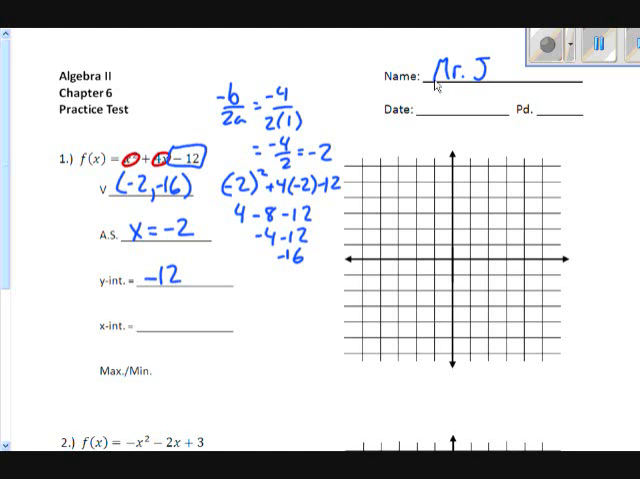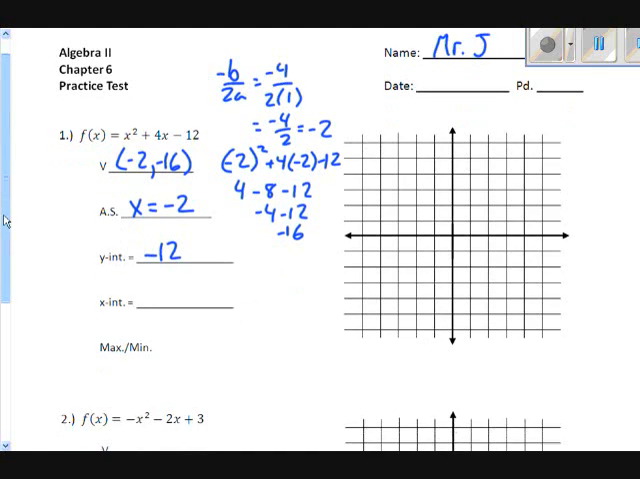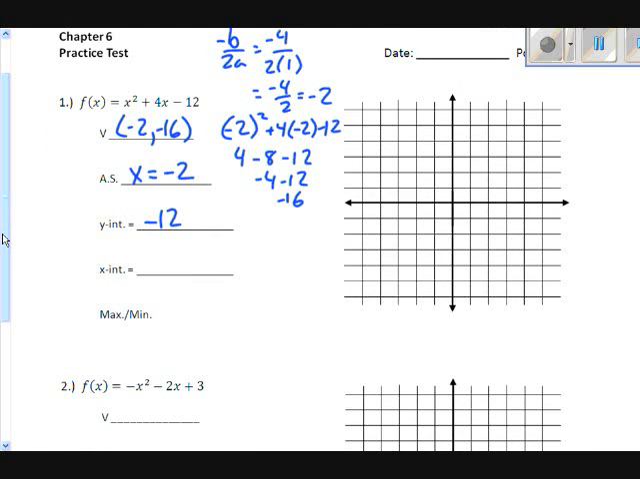The x-intercepts are the reverse of that. Remember, for the y-intercept, you plug a 0 in for x. For the x-intercept, you plug a 0 in for y. Well, this is our y value, so you're going to plug a 0 in right over here. So in other words, what we'll have is x squared plus 4x minus 12 equals 0. And I just have to solve this for x.